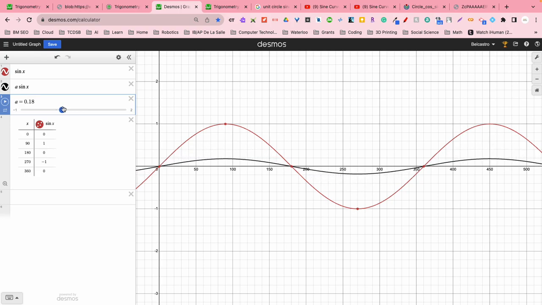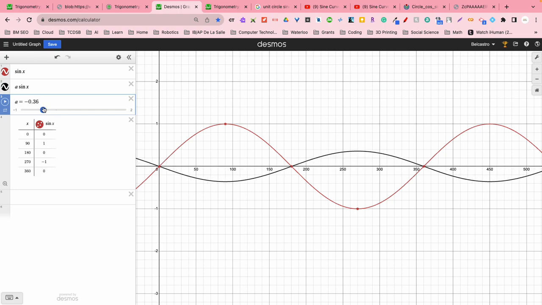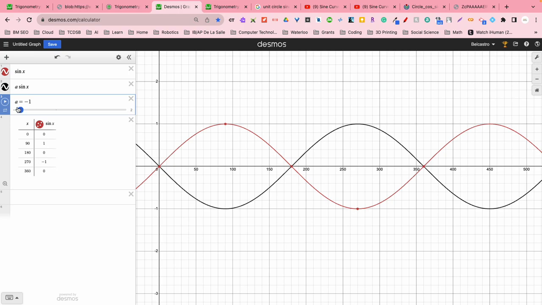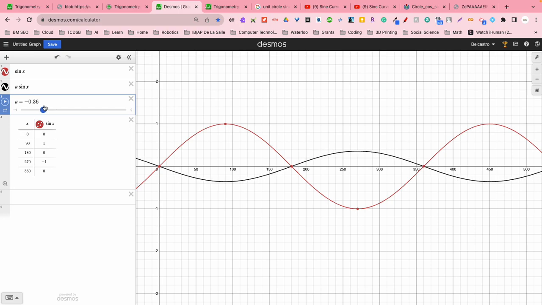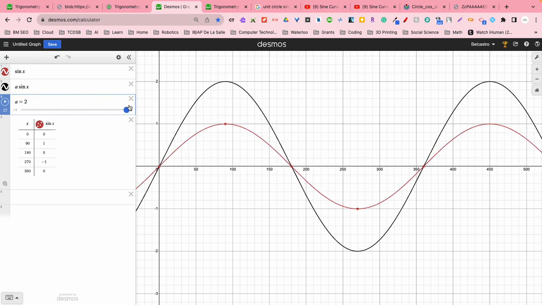Now, eventually, we get a flip. That's when I get into my negative values. Notice as the negative value gets larger, it looks like it's being pulled. And as the negative value is decreasing, it looks like it's getting flatter. Okay? So this is called your vertical stretch or compression.